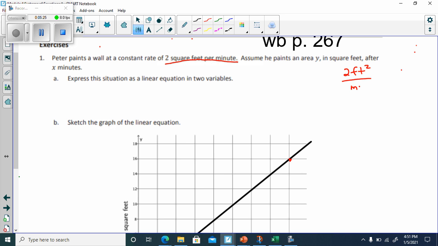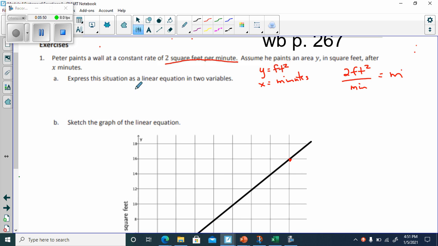That means per 1 minute, right? Assume he paints an area Y. Okay, so Y is in square feet. So our Y is square feet. Tells us here, right here, after X minutes. So X is the number of minutes, right? I'm just making myself notes so I know what I'm doing. This is my rate of change. This is my slope. This is what my X and Y represent.